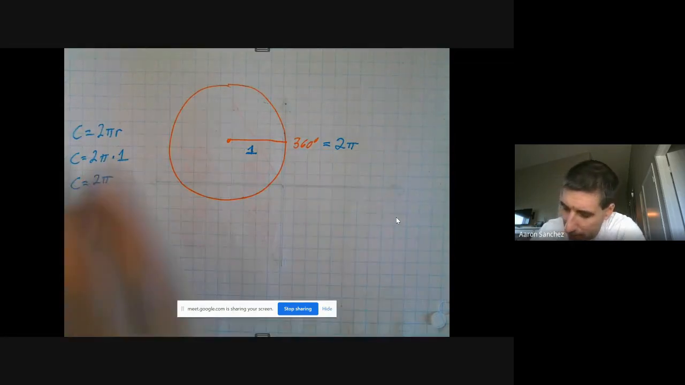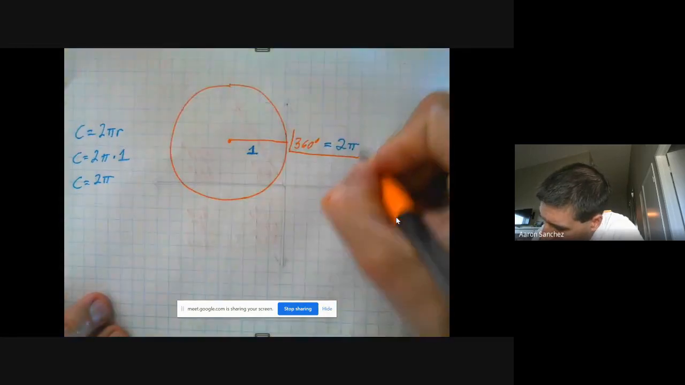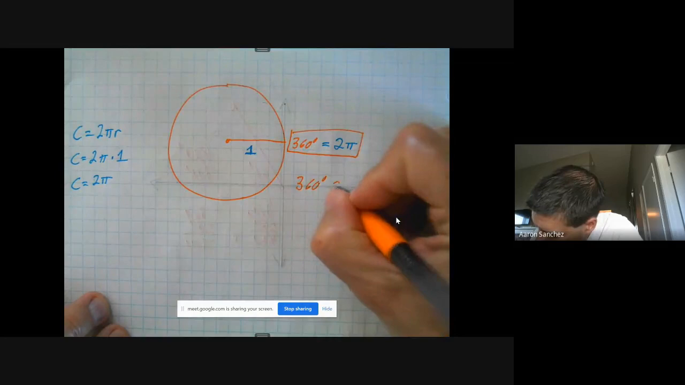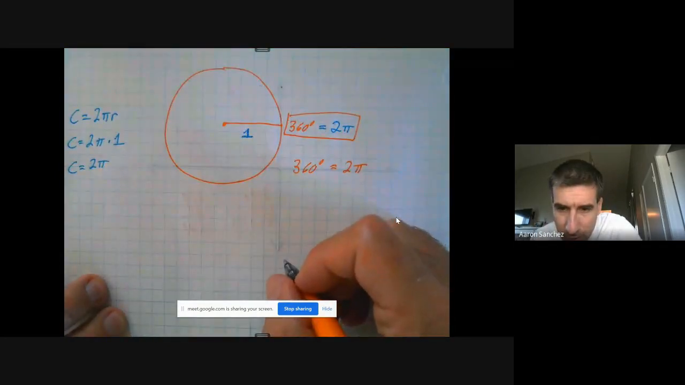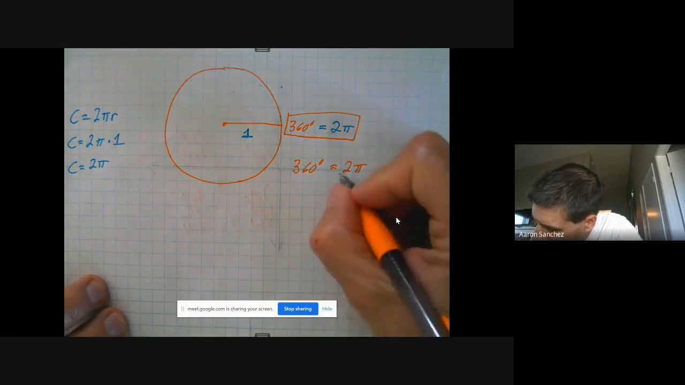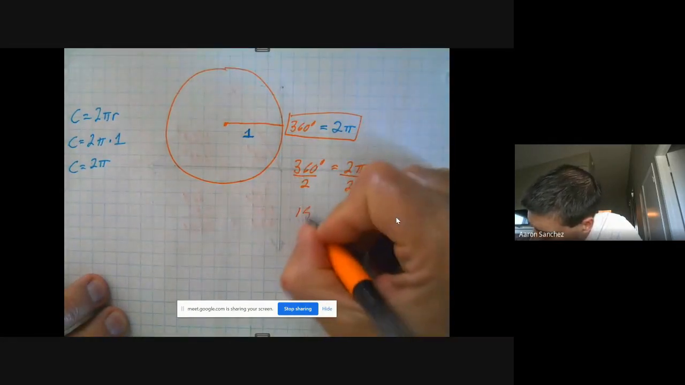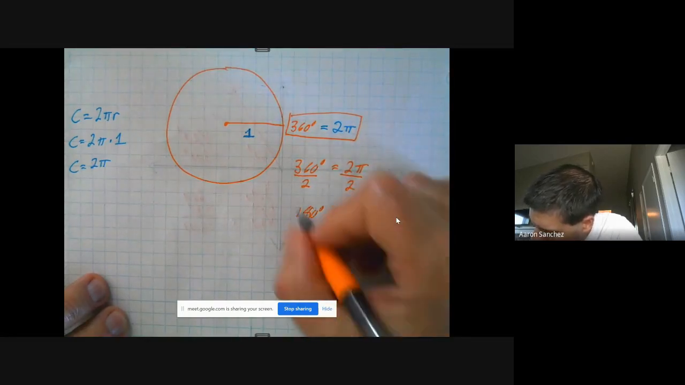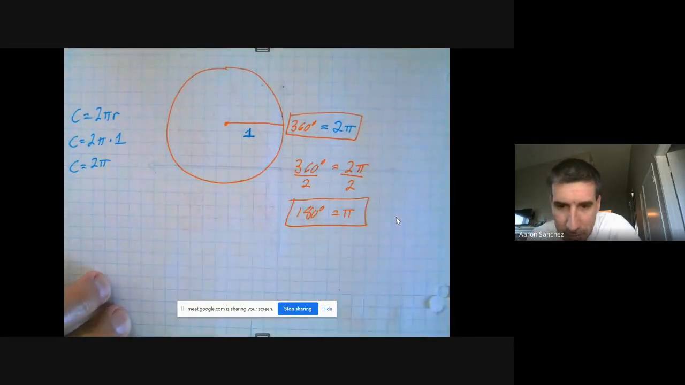But they simplified it. So yes, write this down now, Abraham. Write that down. And let's simplify it. 360 degrees is equal to 2 pi. And what we need to do is, let's get rid of the 2 by dividing by 2. 360 divided by 2 is 180 degrees. 2 pi divided by 2 is pi. And so 180 degrees, this is your conversion factor, is equal to pi radians.